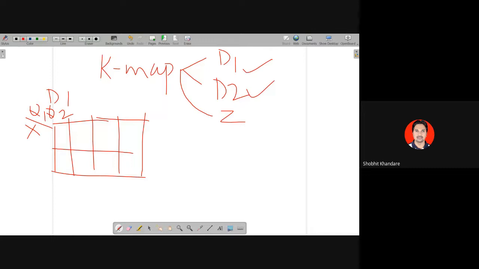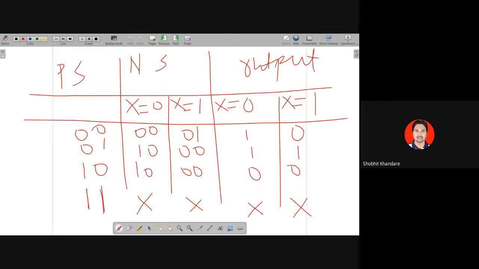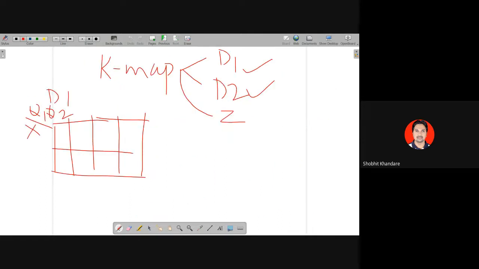Which, I am showing this. See this particular table. Tell me, you know the inputs as X. Okay, you know the inputs. See here, all of you. This is X bar and this is X, and Q1 and Q2. I am drawing the K map for D1. Okay, so Q1 and Q2.